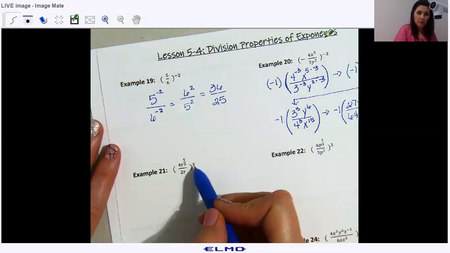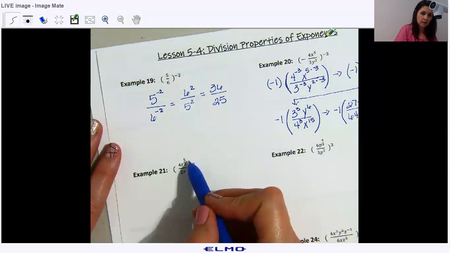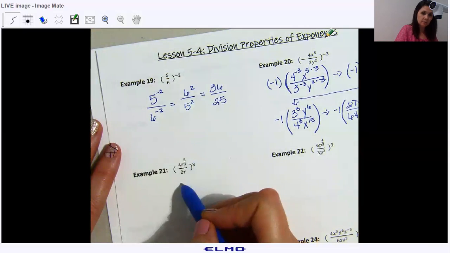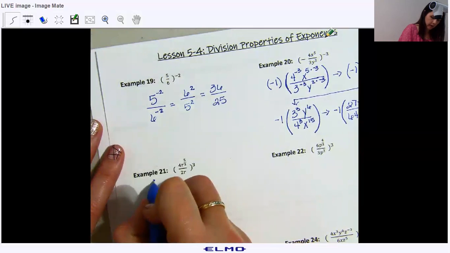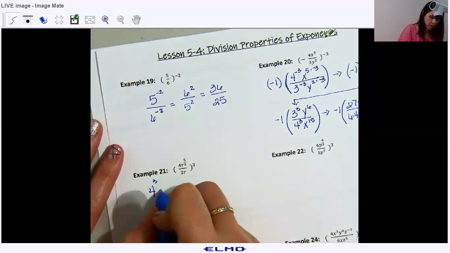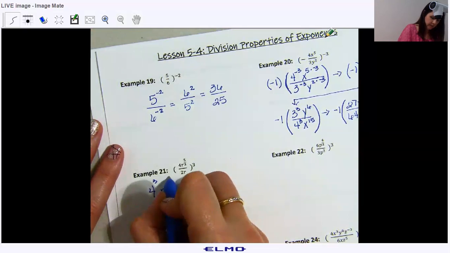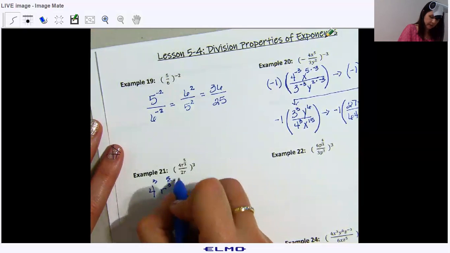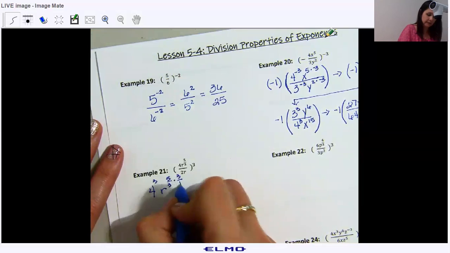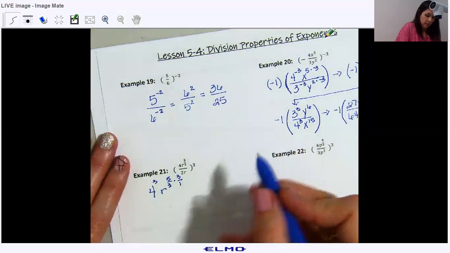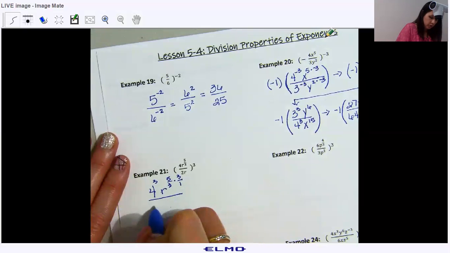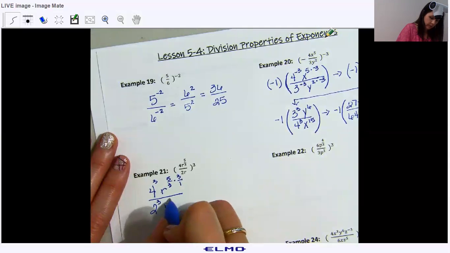Okay, I'm going to apply the power of 3 to both terms on the top and both terms on the bottom. So this becomes 4 to the power of 3, r to the power of 5/3 times 3, and I'm going to put a 3 over 1 because in just a minute I'm going to cross simplify those fractions. Okay, and then that's going to be over 2 to the power of 3, r to the power of 3.